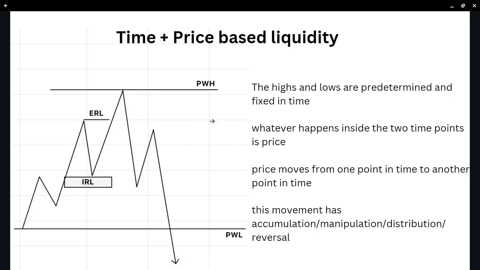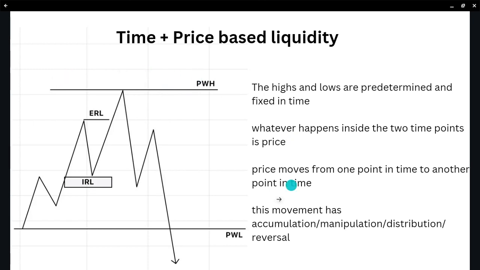This right here, the movement inside of it, is what we call price. Whatever happens inside the two time points, one time point and the second time point, is price. And why are we taking this one? Because it's already happened. Price, previous week high and previous week low, because we don't know when the high will form, right? We don't know yet. But that's why we use history as our precursor or our barometer, whatever you want to call it.